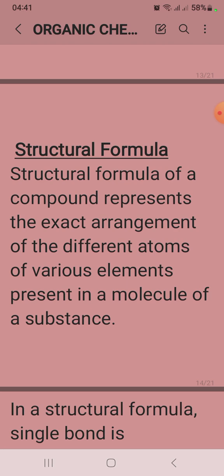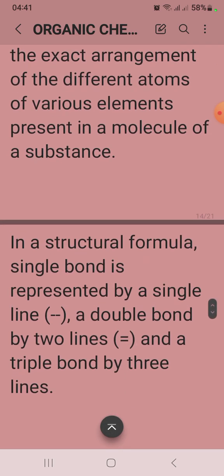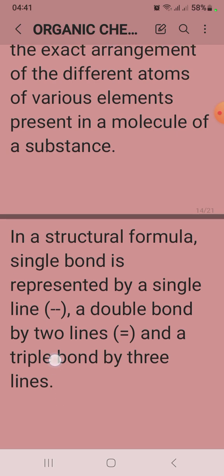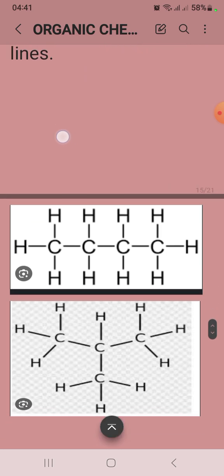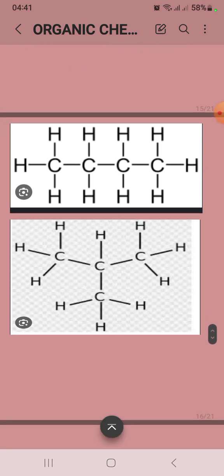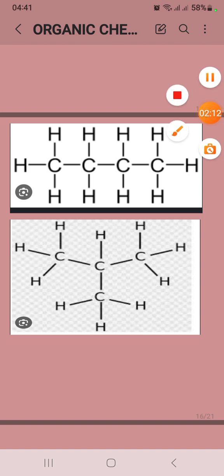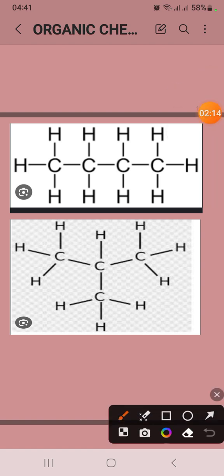For example, in the structure formula, a single bond is represented by a single line, a double bond is represented by a double line, by 2 lines, and a triple bond is represented by 3 lines. Now look at this first example. Over here, this is the formula of butane. Butane is composed of 4 carbon atoms, and you can see that these 4 carbon atoms are arranged in a straight chain with each other.